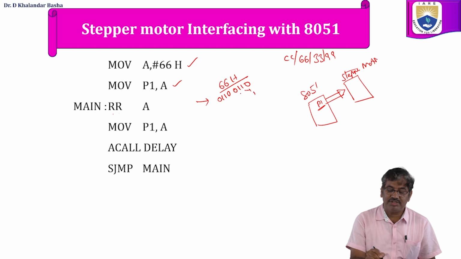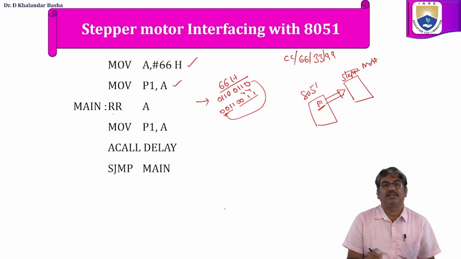So this one will be placed here. This one, next 0, 1, 1, 0. This 0 will be placed here. So the pattern I'll get is 33. For that, we will rotate the contents of the accumulator towards the right side by 1 bit.